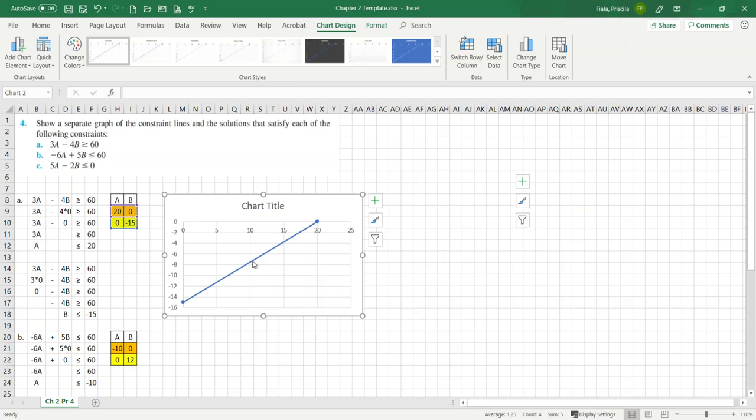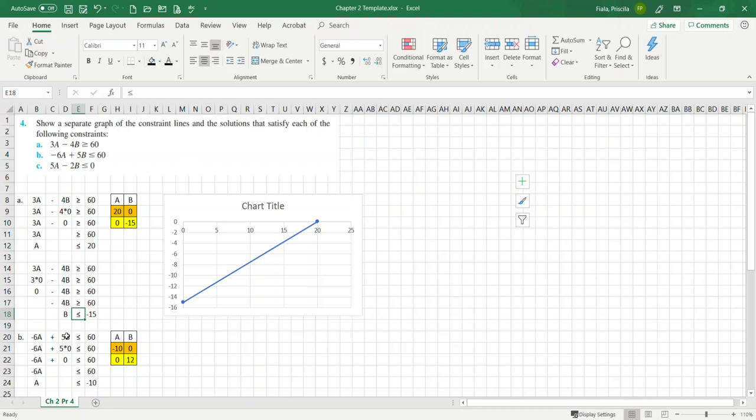So now it's also asking us not only to show the separate graph, but also the solutions that will satisfy. So the solutions in this case, remember that we switch over here. So b less than or equal to minus 15, correct? So we are going to do less than or equals to, so anything below the line over here.